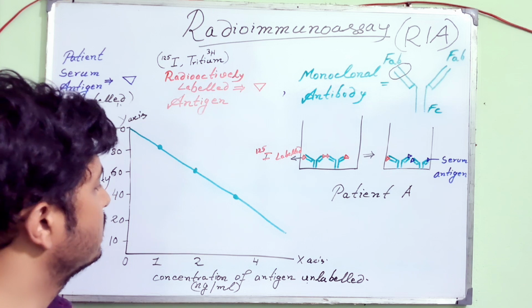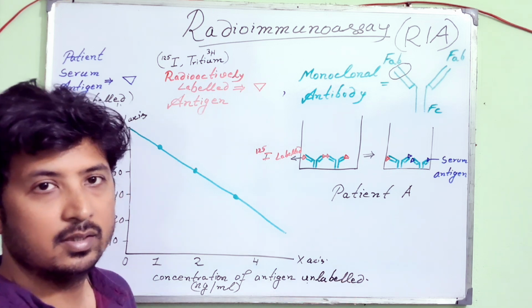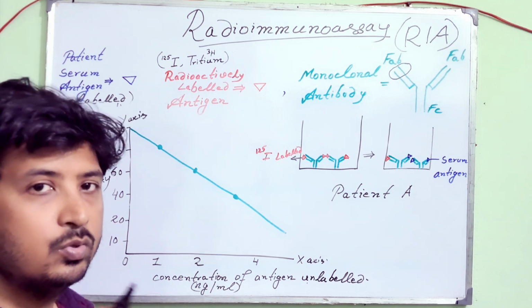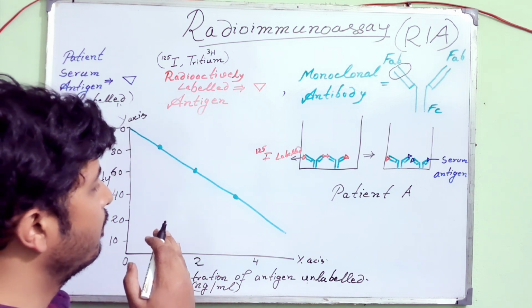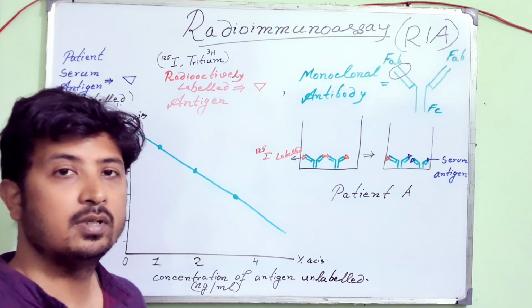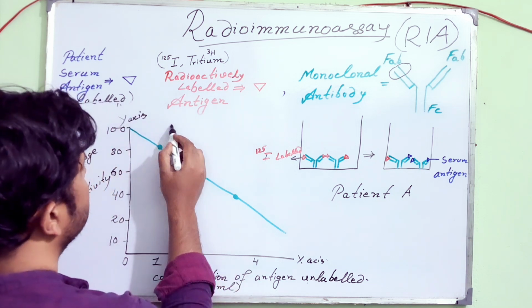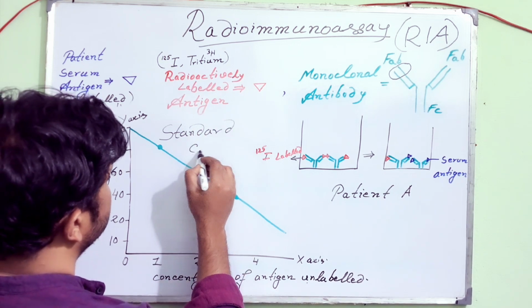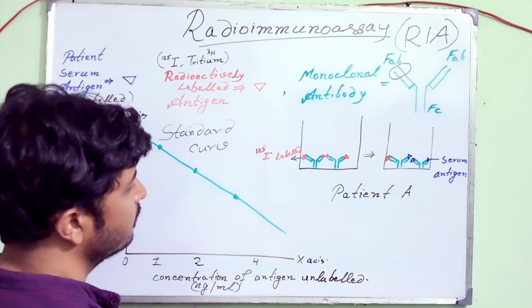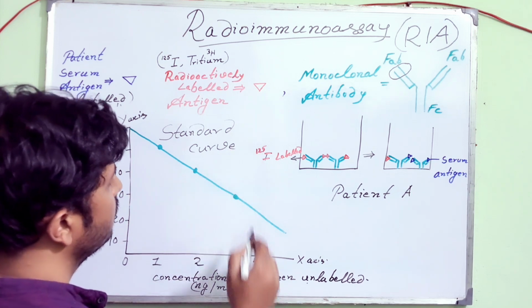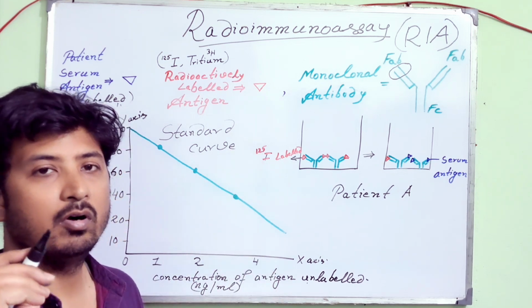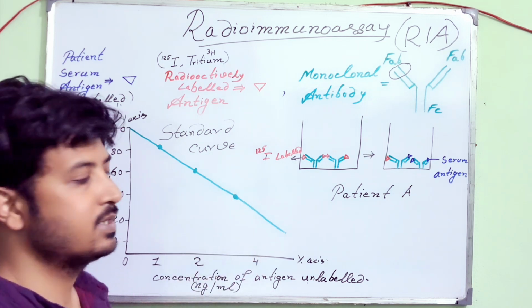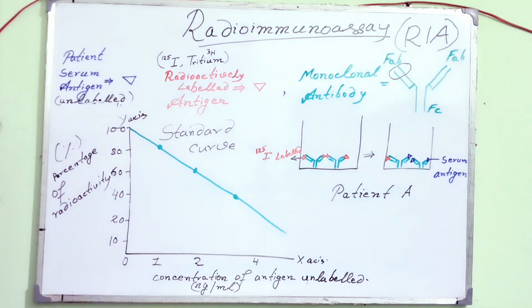So don't confuse this unlabeled antigen. It is only provided to you for preparing the standard curve. This is a standard curve, because without it you will not be able to find the concentration of the actual antigen present in the patient serum. So I hope I am clear.